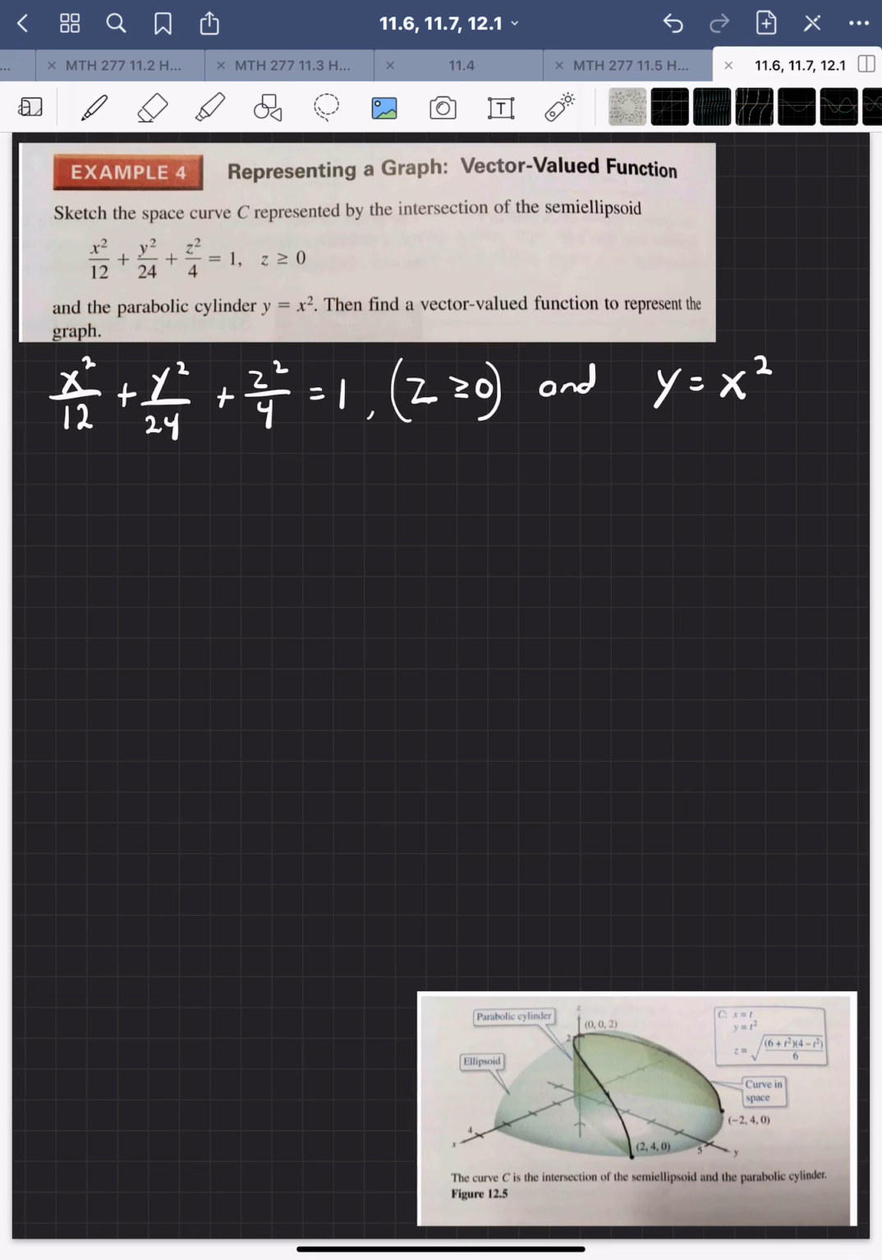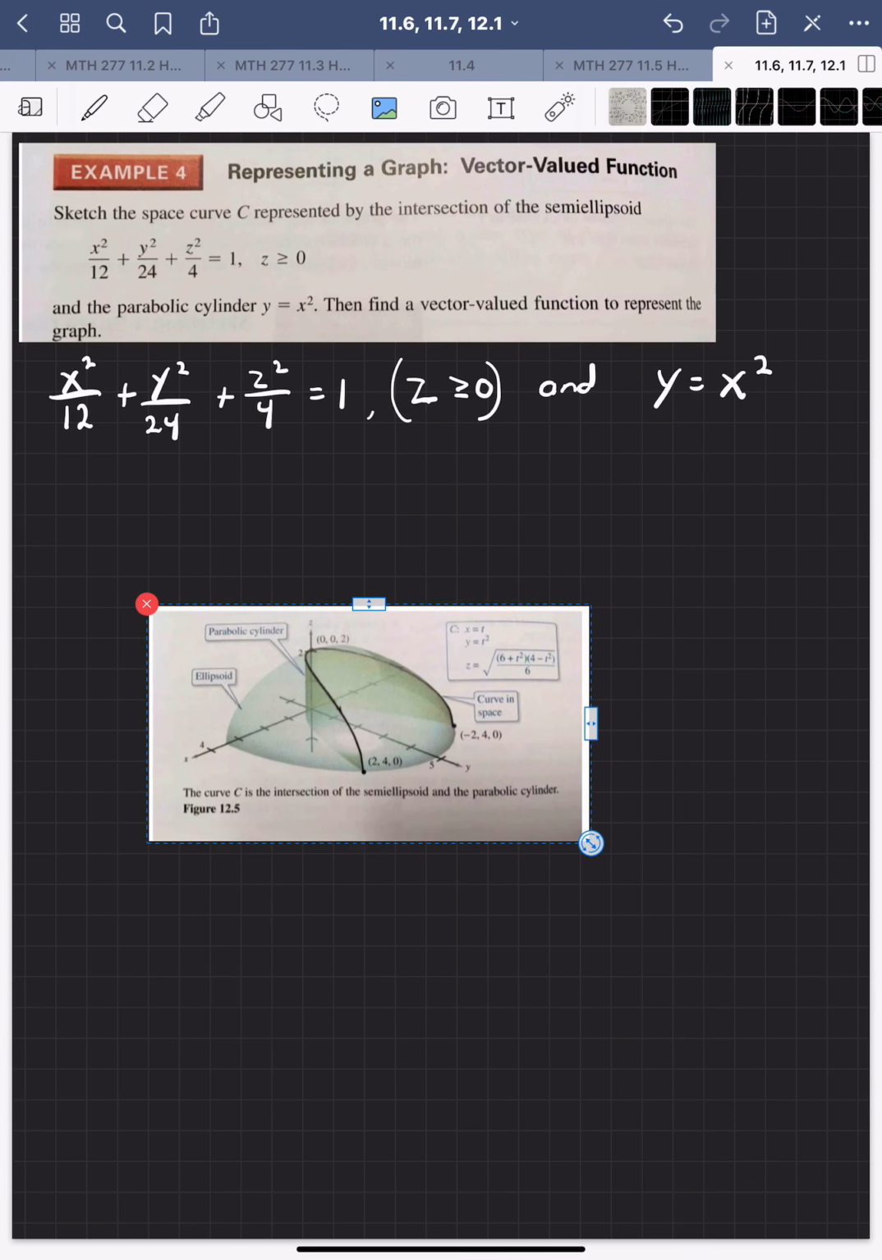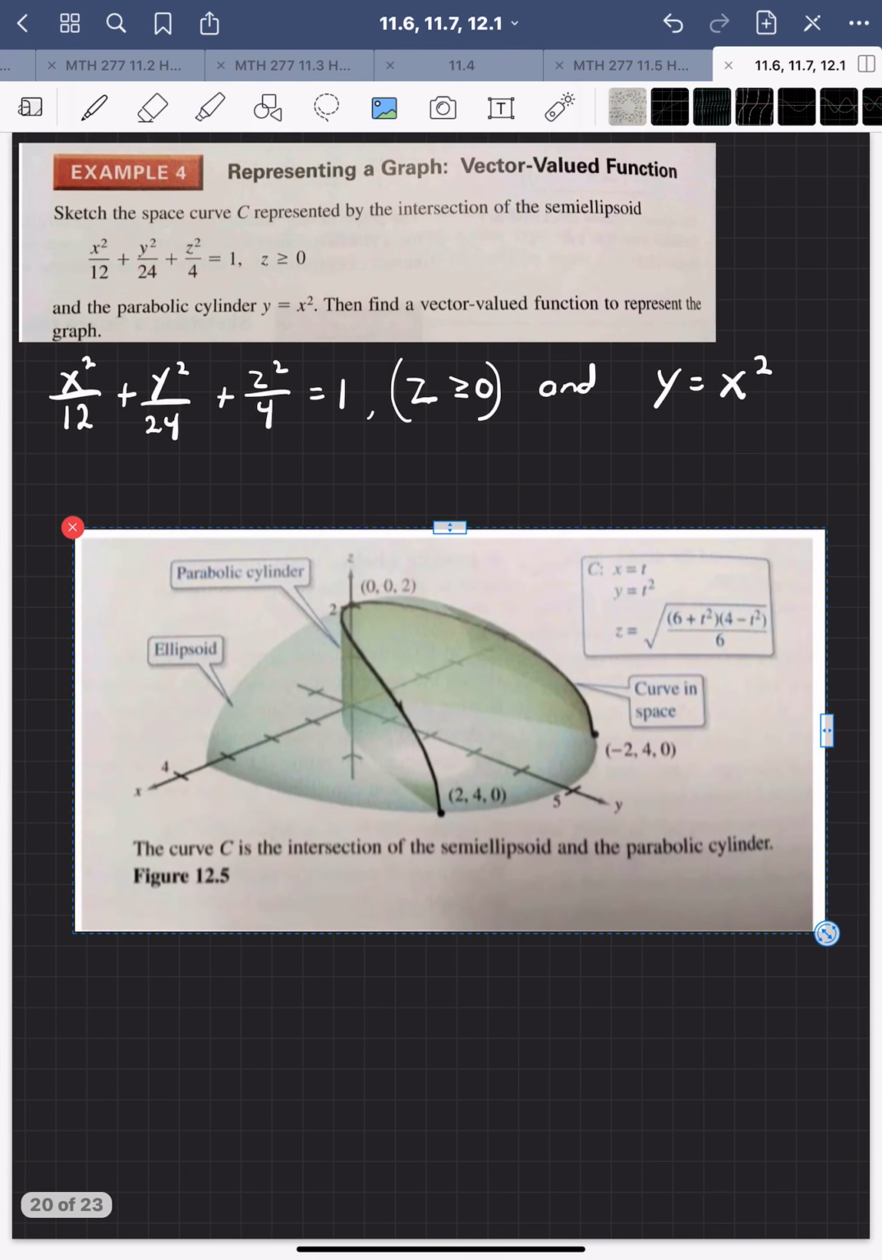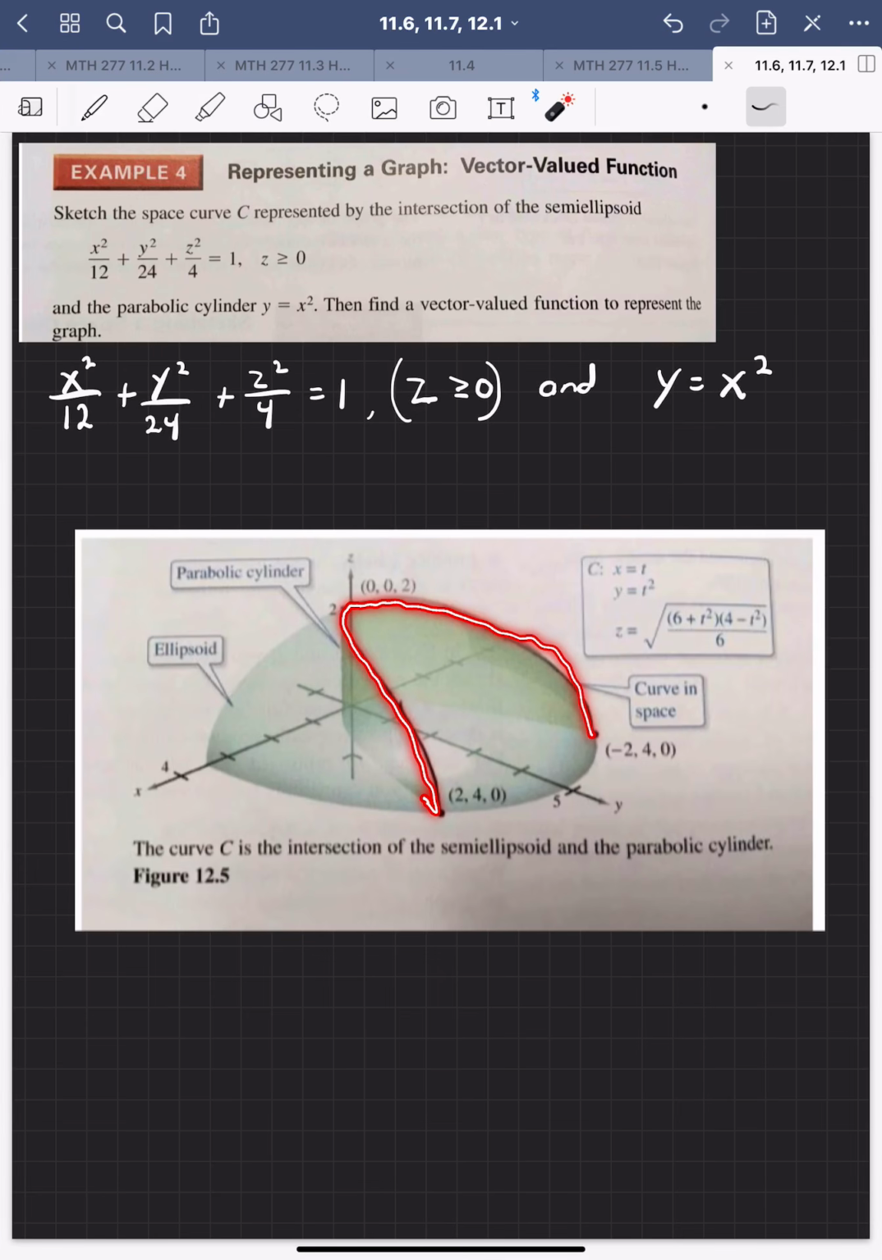I'm gonna show you the geometry of what that means really quickly. Again, I'm not interested in the actual graphing part, but I just want you to see what's happening. So you can see the ellipsoid, and you can see the parabolic cylinder. So when these two intersect, the points that they have in common are traced out by this curve right here. Okay? So that's the intersection of them.